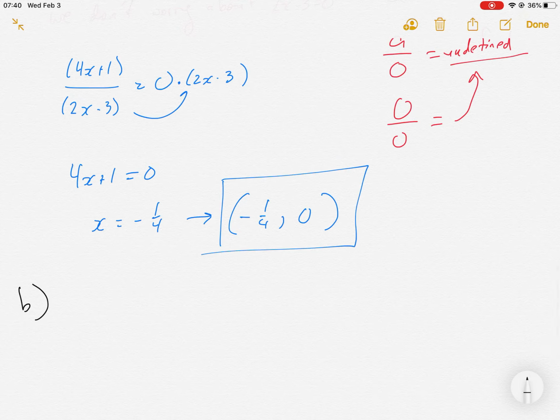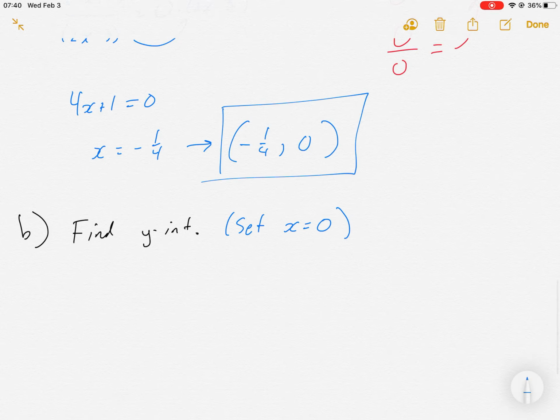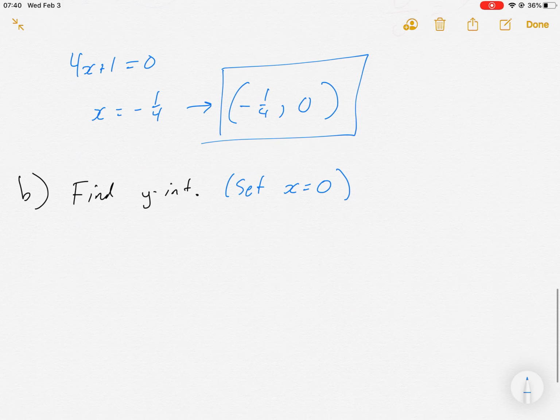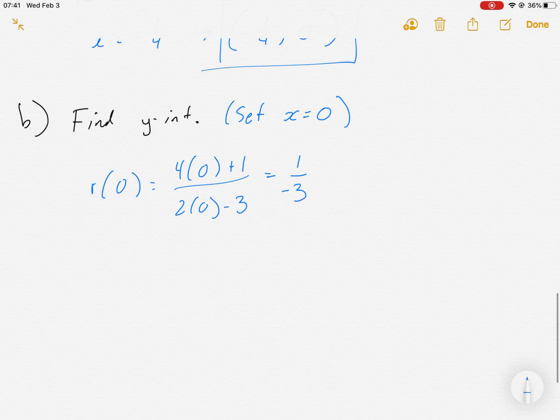All right, the next thing I want to do is solve for the y-intercept. Just like the x-intercept, no matter what function you come across, I want you to remember that in order to find the y-intercept, you set x equal to 0. So this means I'm taking my function here, 4x plus 1 over 2x minus 3, and I'm just replacing x with 0. So in the numerator, I just end up with 1. In the denominator, I end up with negative 3. So my y-intercept is the point 0, negative 1/3.